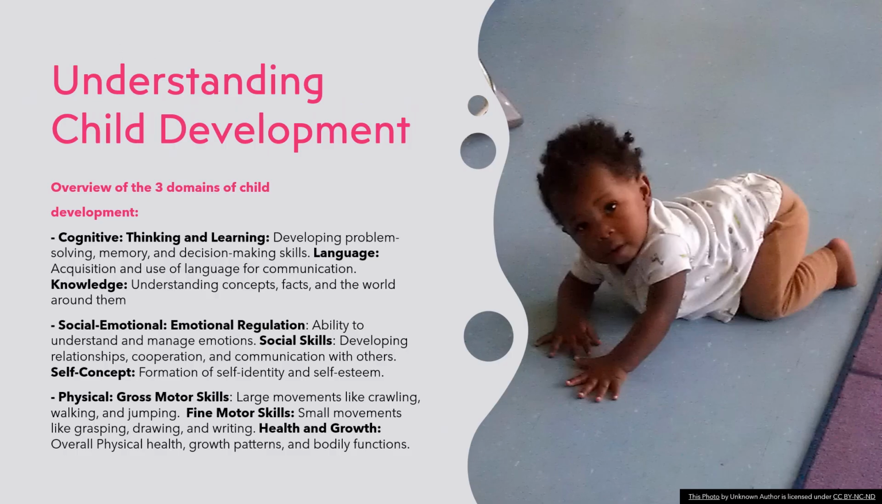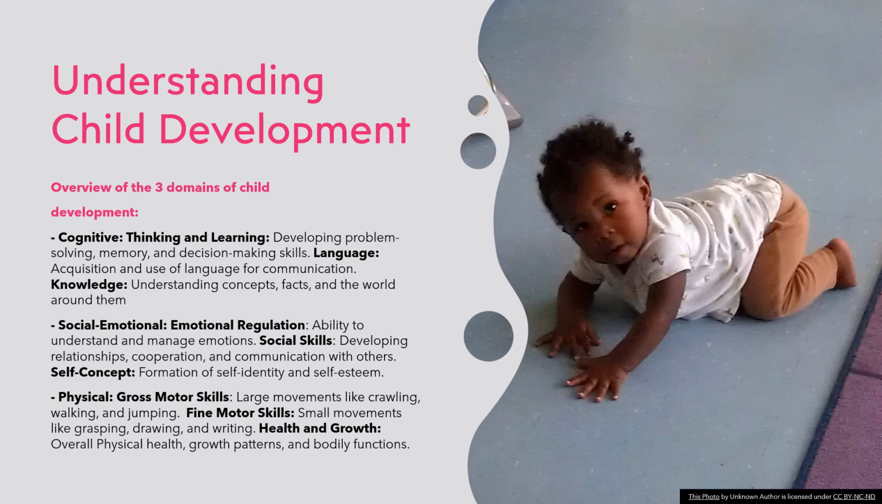Understanding child development. So this is an overview of the three domains of child development. First, we have cognitive. With cognitive, we have thinking and learning, which talks about developments in problem solving, memory, decision making skills. Then we have language. So this is basically the language of communication. Then we have knowledge, understanding concepts, facts, and the world around them.